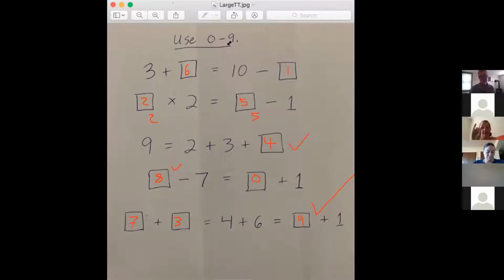I guess we could also swap around the 1 and the 6 on the top row, because 3 plus 1 would be 4, and then 10 minus 6 would be 4 as well. You're right. So just another option there, which is kind of cool that there's more than one solution.